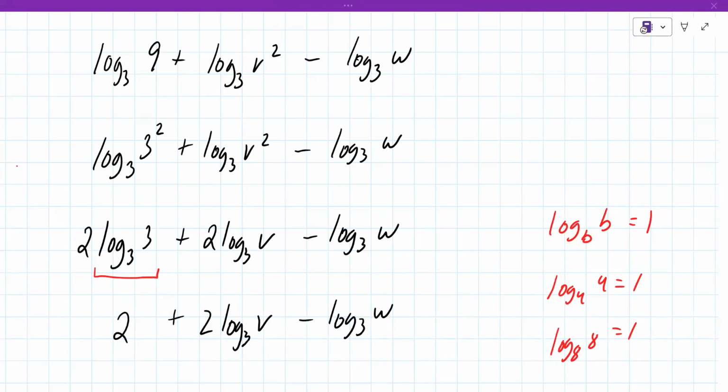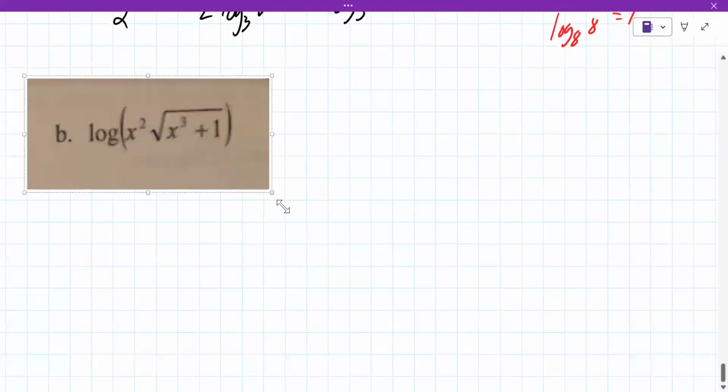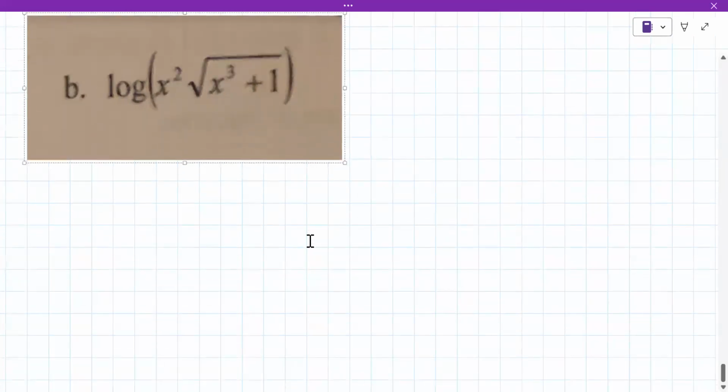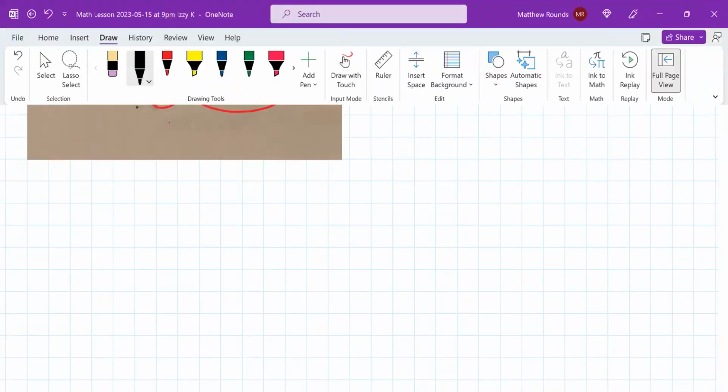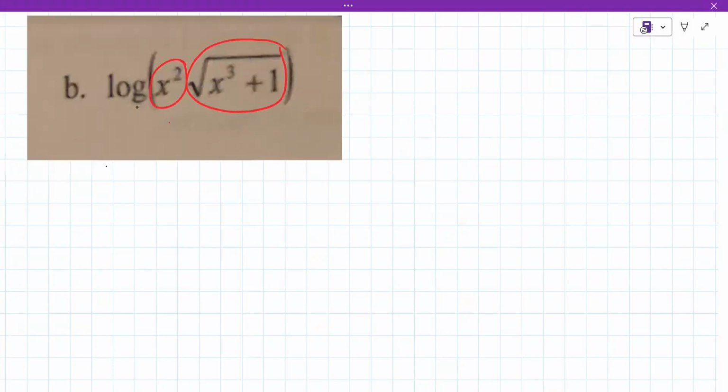Got it. I sure hope you're not expected to get all this in the amount of room they give you on the page. I hope not. There's a lot. This one's even longer. It may not look like it, but it's a product inside here. It's a product of x squared and the square root of x cubed plus 1. So there's a product, the sum, and then there's a quotient, the difference. This becomes log x squared plus log square root of x cubed plus 1.